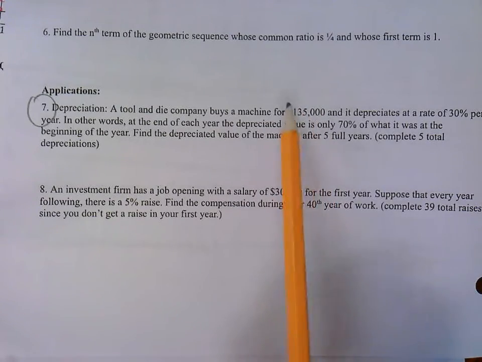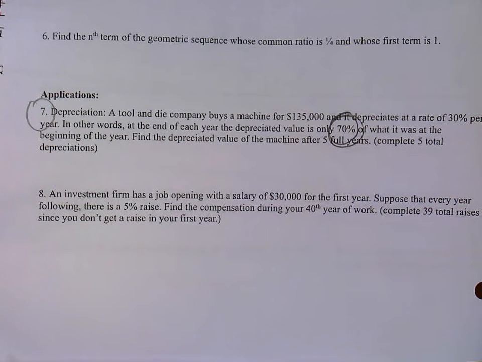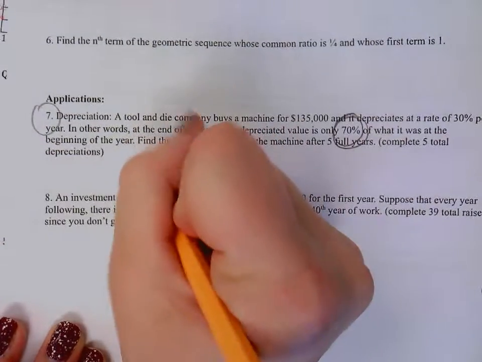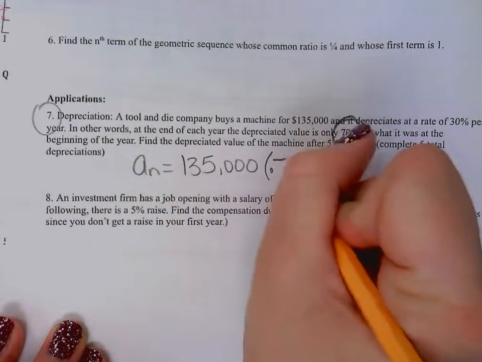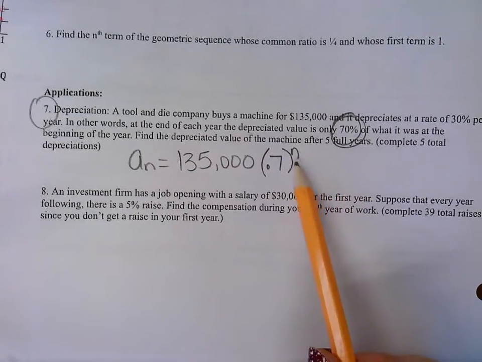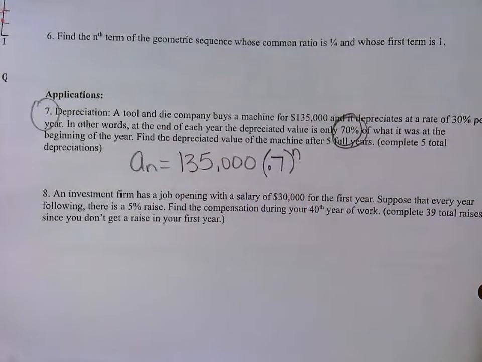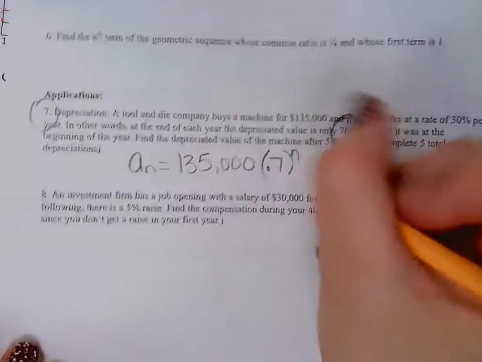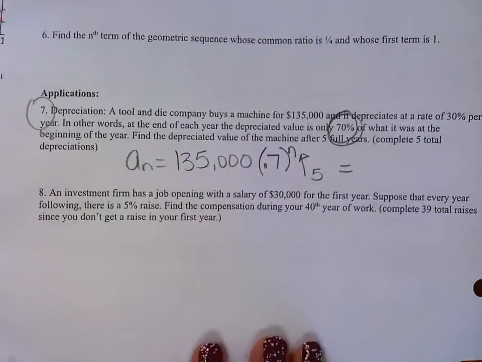So I just want to point out, you want to use the 70% as your ratio because you want to know how much it's worth, not how much you have to subtract every time. So you would want to write it as A sub n, I'm starting at 135,000. My value is worth 70%. This is one case where you want to just leave it as n so that when you plug in 5, you're doing 5 complete depreciations. So you're going to plug in 5 and get the answer. But I thought you might not know what to use as your ratio for depreciation.